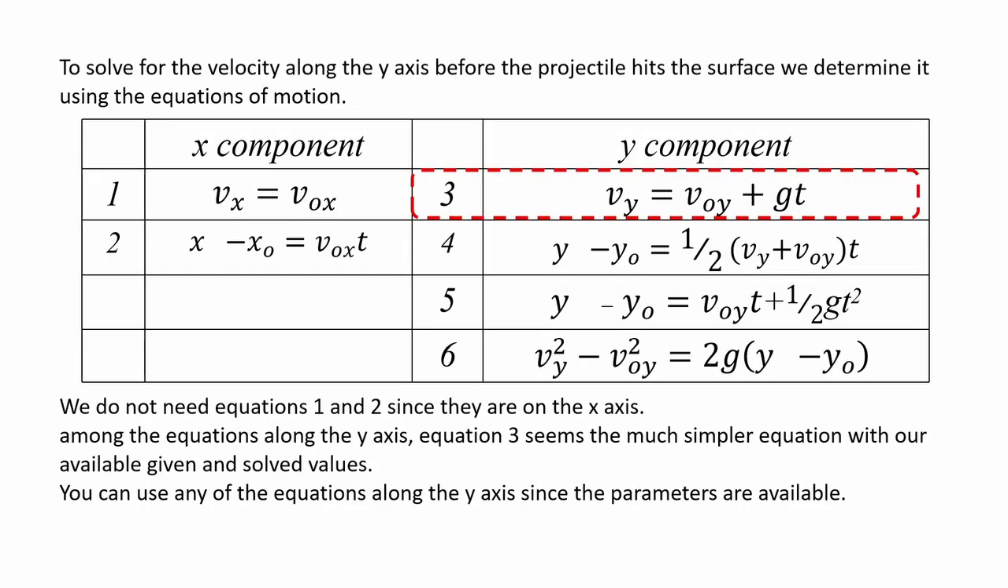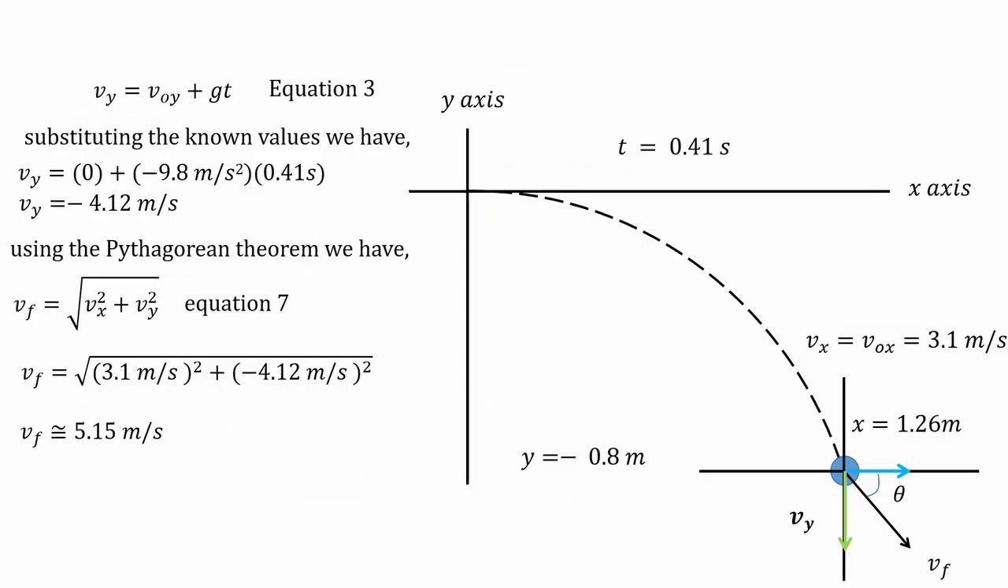To solve for the velocity along the y-axis before the projectile hits the surface, we determine it using the equations of motion. We do not need equations 1 and 2 since they are on the x-axis. Among the equations along the y-axis, equation 3 seems the much simpler equation with our available given and solved values. You can use any of the equations along the y-axis since the parameters are available. Substituting the known values, we have the velocity along the y-axis to be about negative 4.12 meter per second.